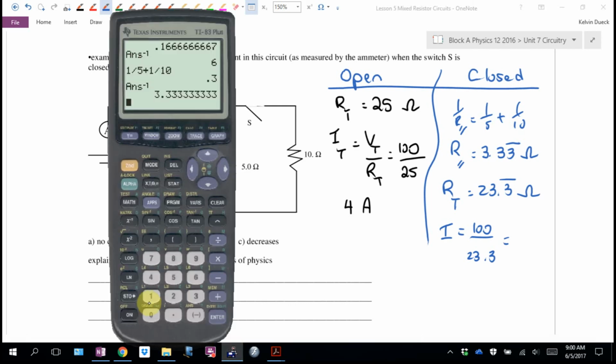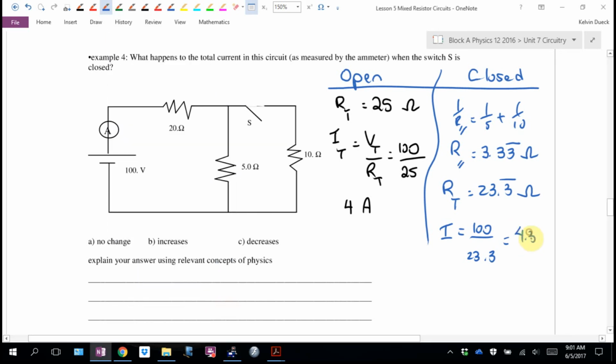I get 100 divided by 20 plus that: 4.3 amps. So what's the answer? A, B, or C? B, and there's my proof.